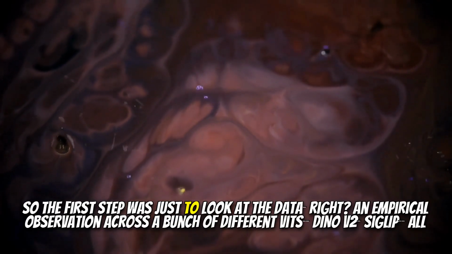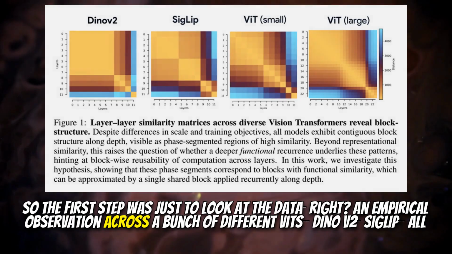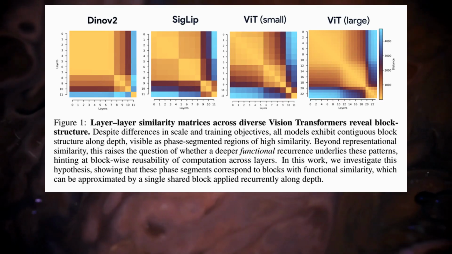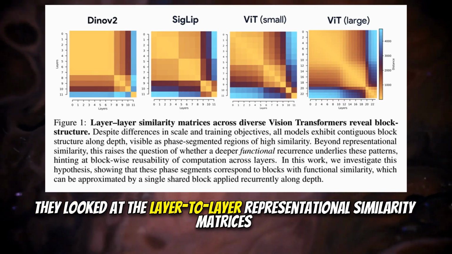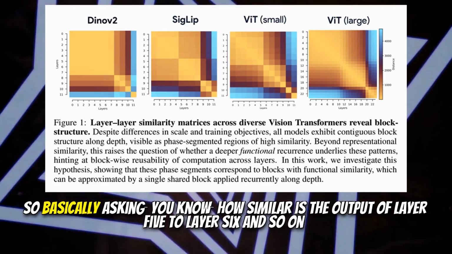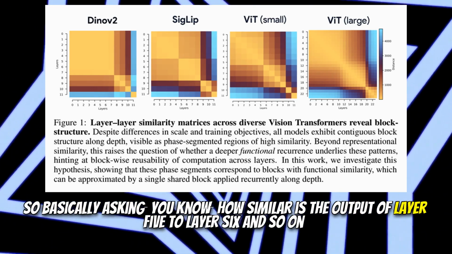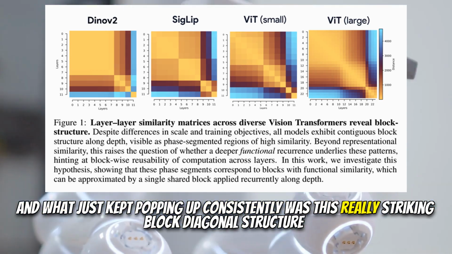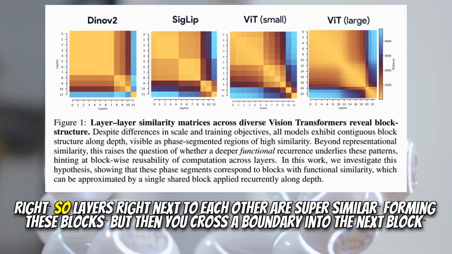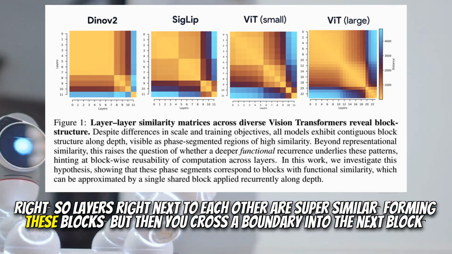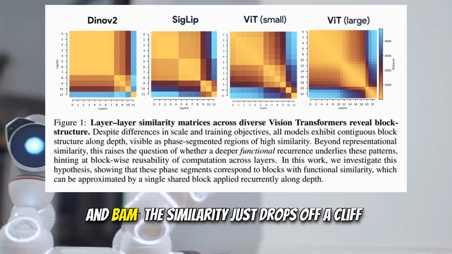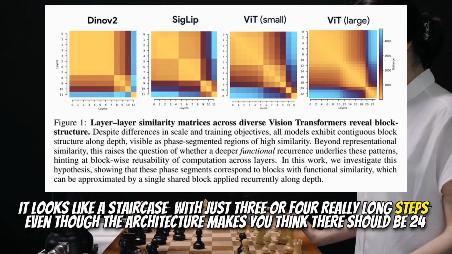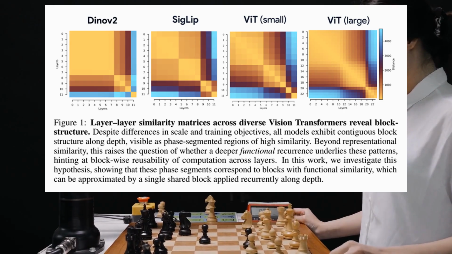So the first step was just to look at the data, right? An empirical observation across a bunch of different ViTs, DINOv2, SigLIP, all different scales. Exactly. They looked at the layer-to-layer representational similarity matrices. So basically asking, how similar is the output of layer 5 to layer 6 and so on. And what just kept popping up consistently was this really striking block diagonal structure. Right. So layers right next to each other are super similar, forming these blocks. But then you cross a boundary into the next block, and bam, the similarity just drops off a cliff. It looks like a staircase with just 3 or 4 really long steps, even though the architecture makes you think there should be 24 individual little stairs.